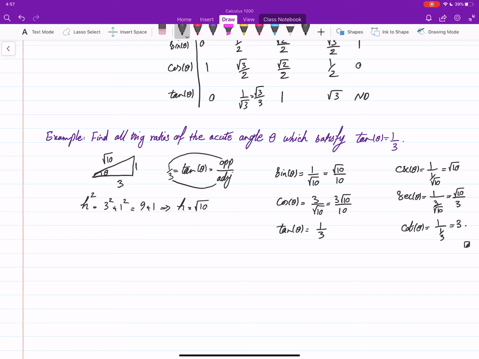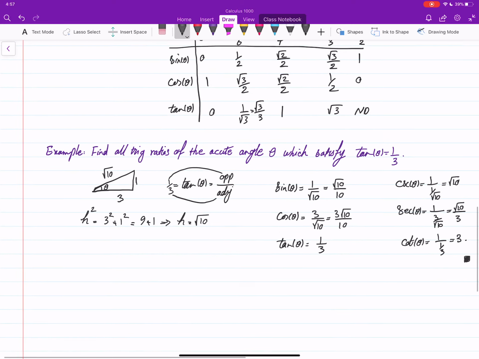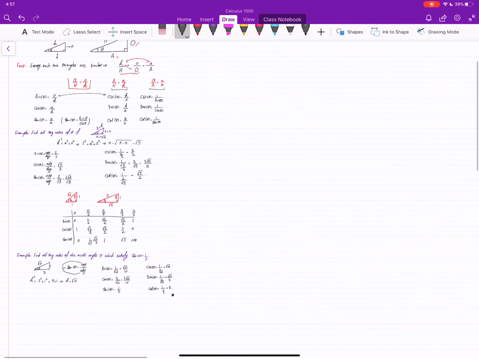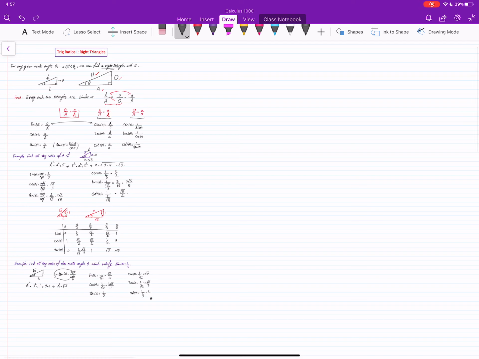And well, you have to be able to find all trig ratios if someone gives you only one of the trig ratios. This was the review of the definition of the trigonometric ratios based on the right triangle.